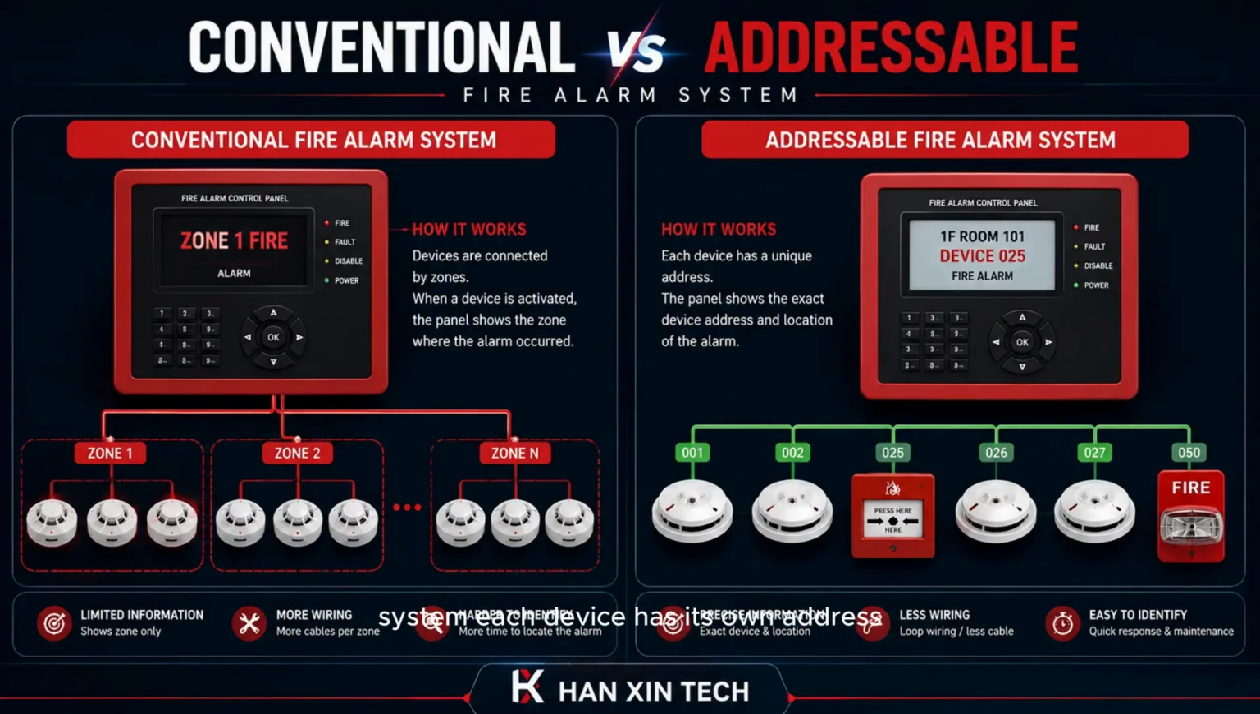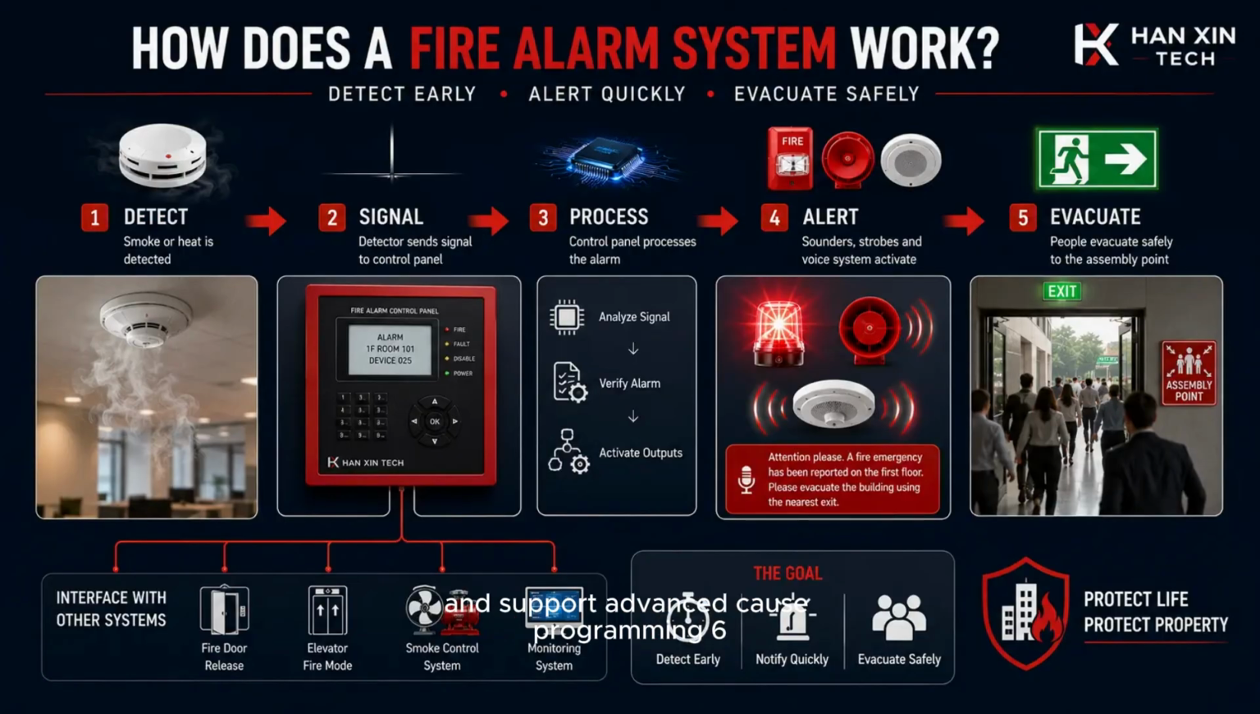In an addressable system, each device has its own address. For example, smoke detector, first floor, room 101, Device 025. This provides more detailed information and makes troubleshooting and maintenance easier. Addressable systems are commonly preferred for larger and more complex buildings because they provide more detailed device information and support advanced programming.